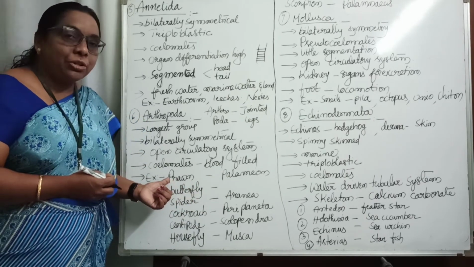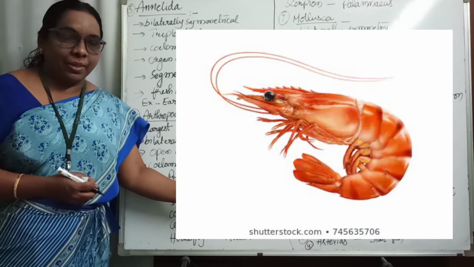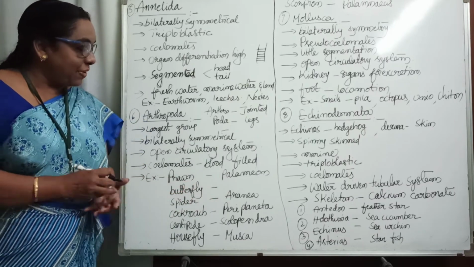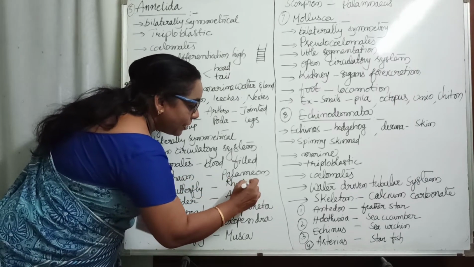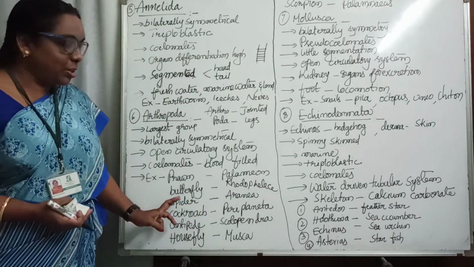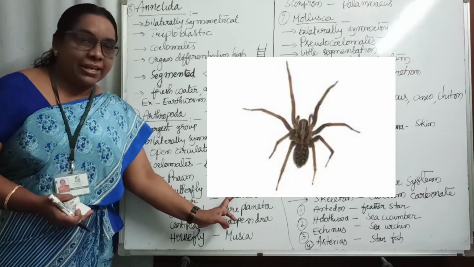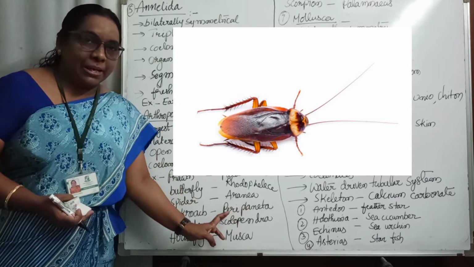Let's come to the prawn. The scientific name for the prawn is Palaemon. The next one is the butterfly. The butterfly's scientific name is Rhodophilus. Coming to the spider, the spider is Aranea. The cockroach is Periplaneta.